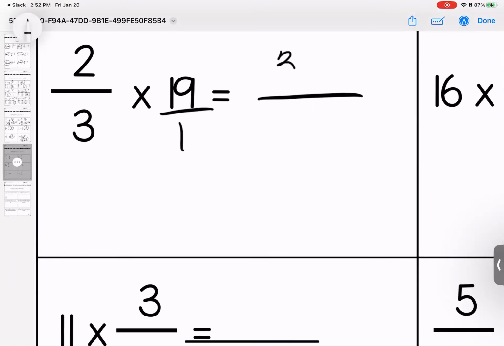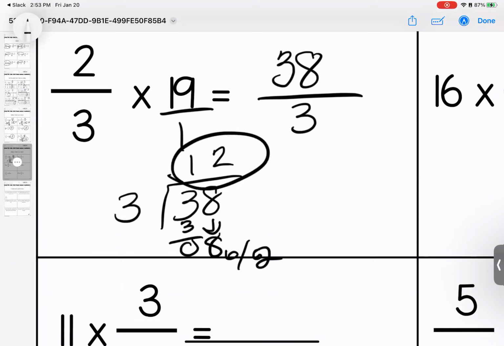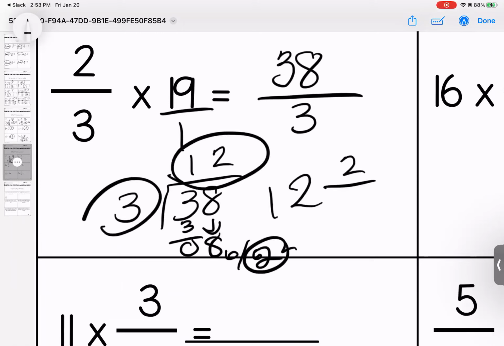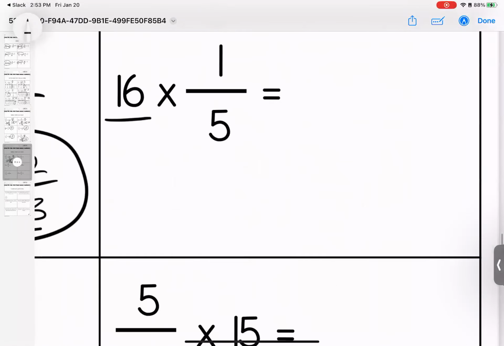19 times 2 is 38. 3 times 1 is 3. Divide to simplify. 3 goes into 3 one time. 3 goes into 8 2 times. I have 12 and 2/3. Over here, 16 times 1 is 16.